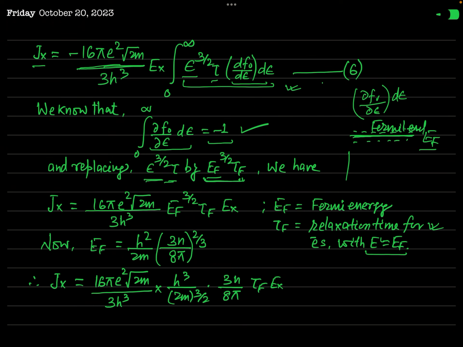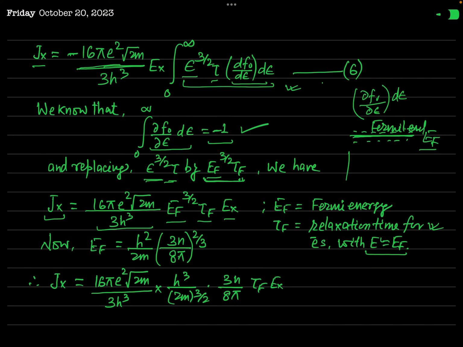So making these substitutions in equation 6, our result for Jx will now become like this. This value of the integral, which is minus 1, will make the minus sign plus. And so Jx is equal to 16 pi e square times square root of 2m over 3h cube times EF to the power 3 by 2 times tau f times Ex.